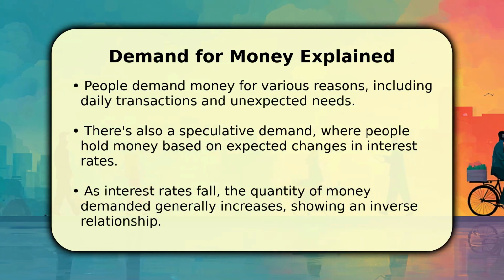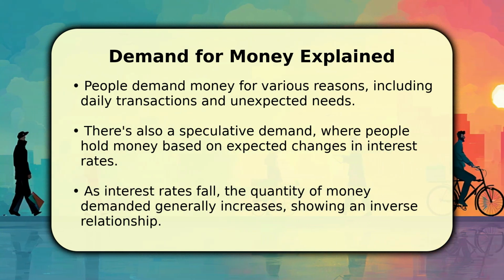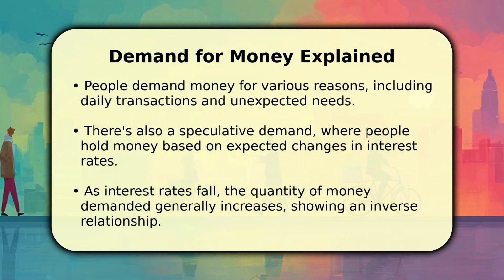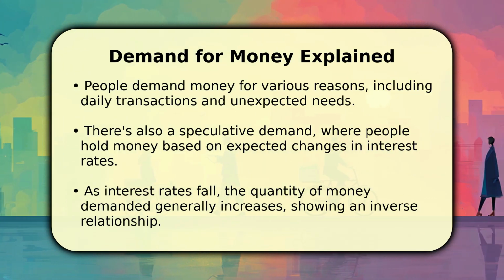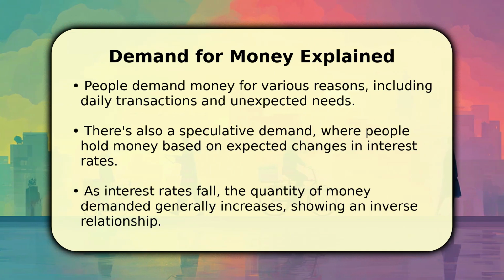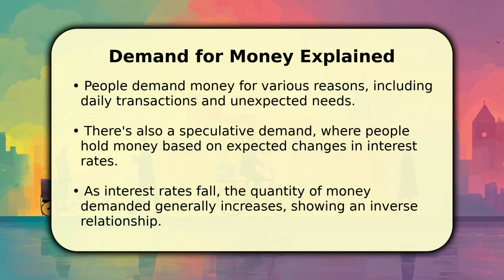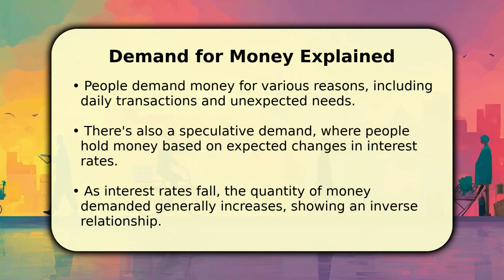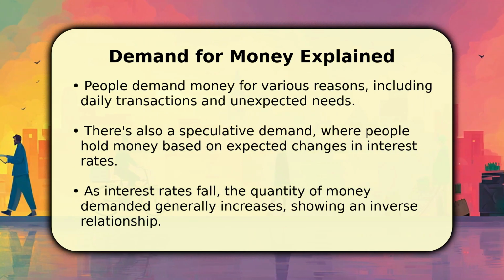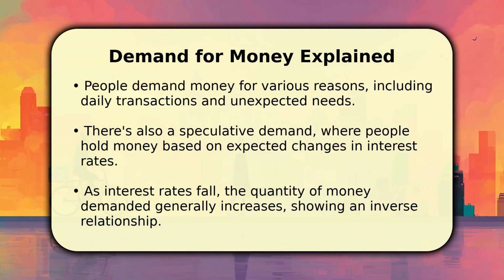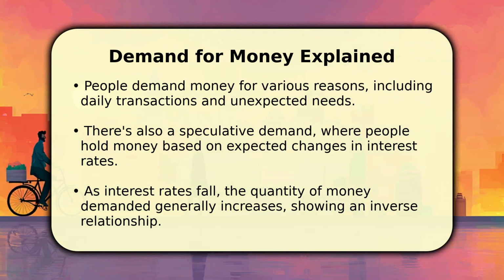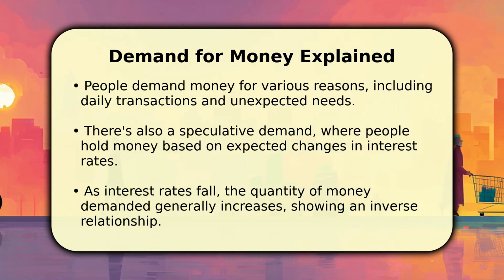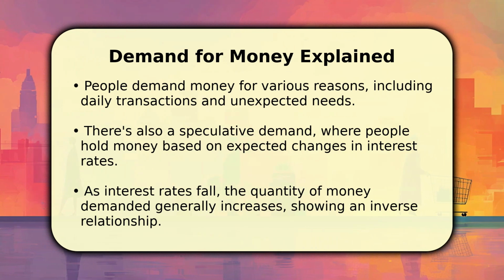So why do people, businesses, and governments demand money? We need it for everyday transactions, like buying groceries or paying bills. We also keep some aside for precautionary reasons, just in case of an emergency. Then there's speculative demand, where people hold money based on expected changes in interest rates. As interest rates fall, the quantity of money demanded generally increases. This creates a downward-sloping demand curve, illustrating that inverse relationship clearly.